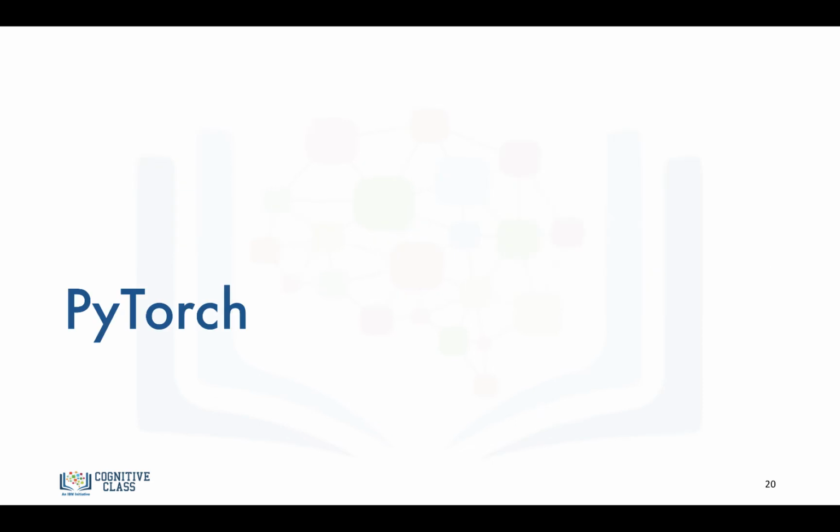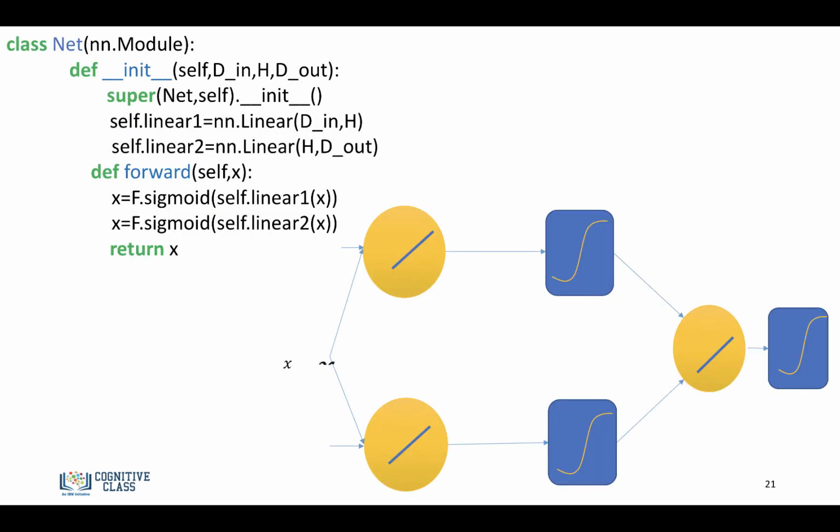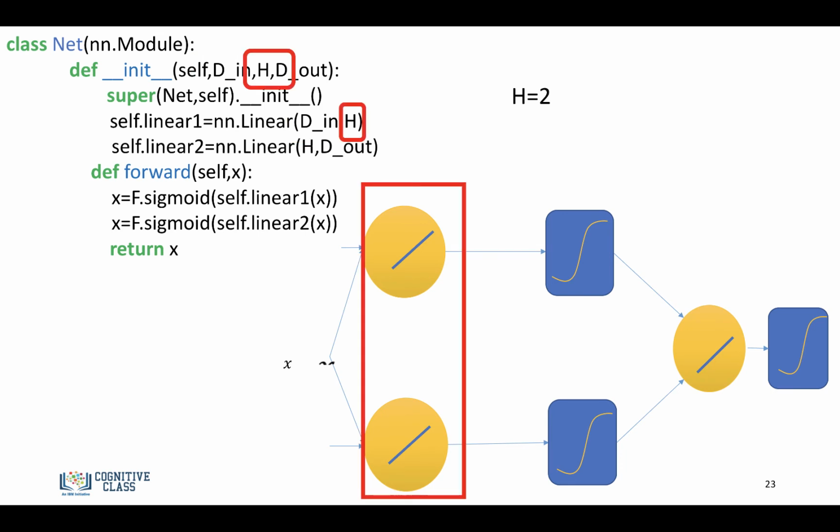So let's try to create one of these networks in PyTorch. So here's our neural network class or custom module. And in this case, D_in will equal 1. And that basically says we have a one-dimensional input represented by that variable. And then we'll have two hidden units denoted by the H.